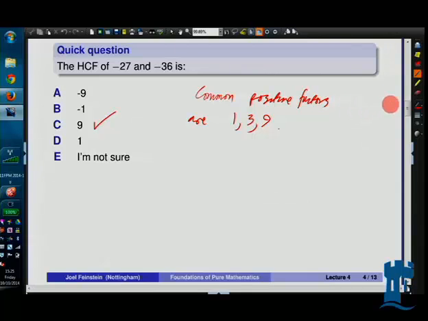Yes, as I was just saying, the only common positive factors here are 1, 3, and 9. And so you take the maximum of those three, you get 9, and that's the correct answer.